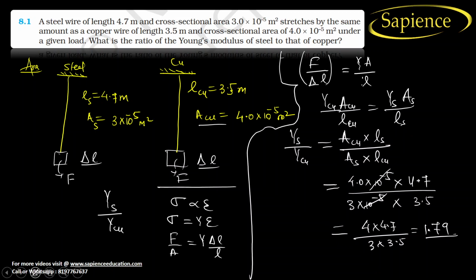So I hope you have understood this question. This is the required ratio of the Young modulus of elasticity of steel to that of copper.